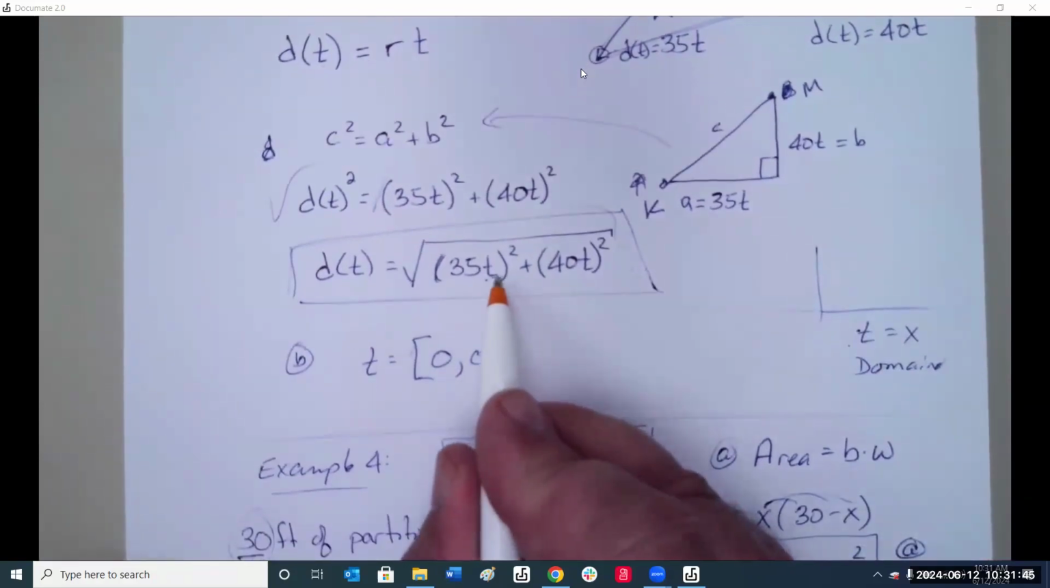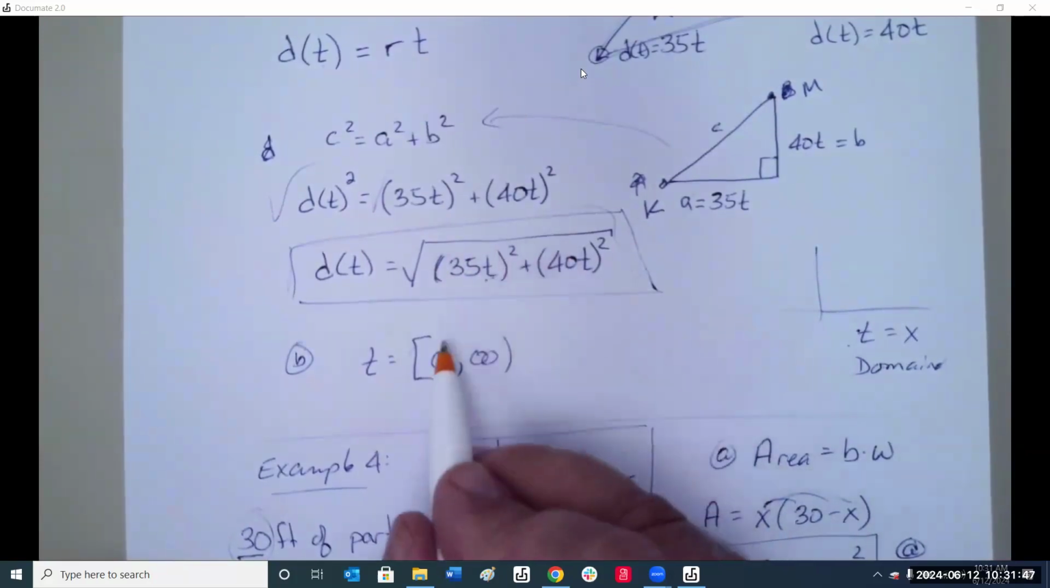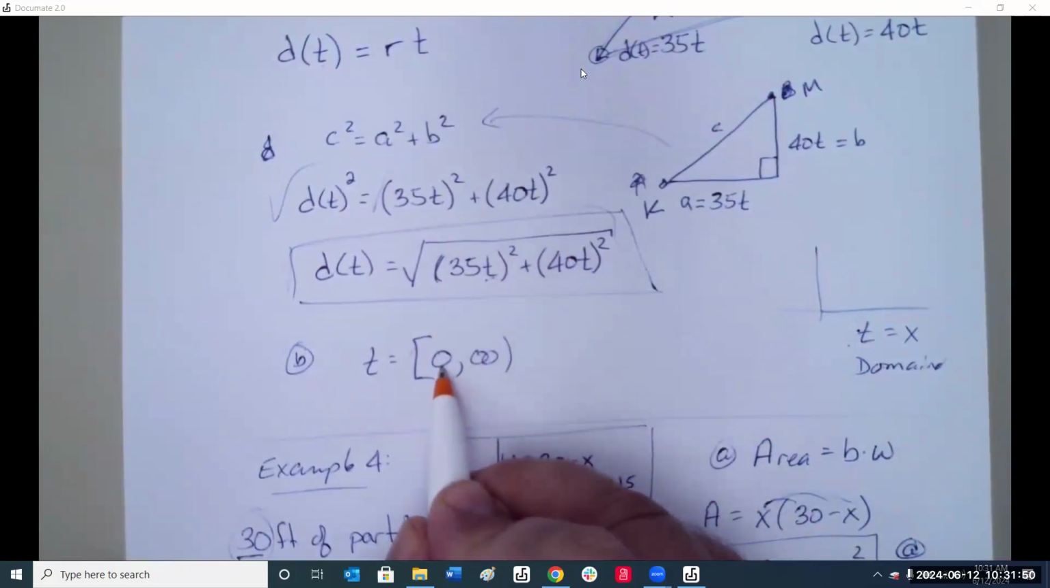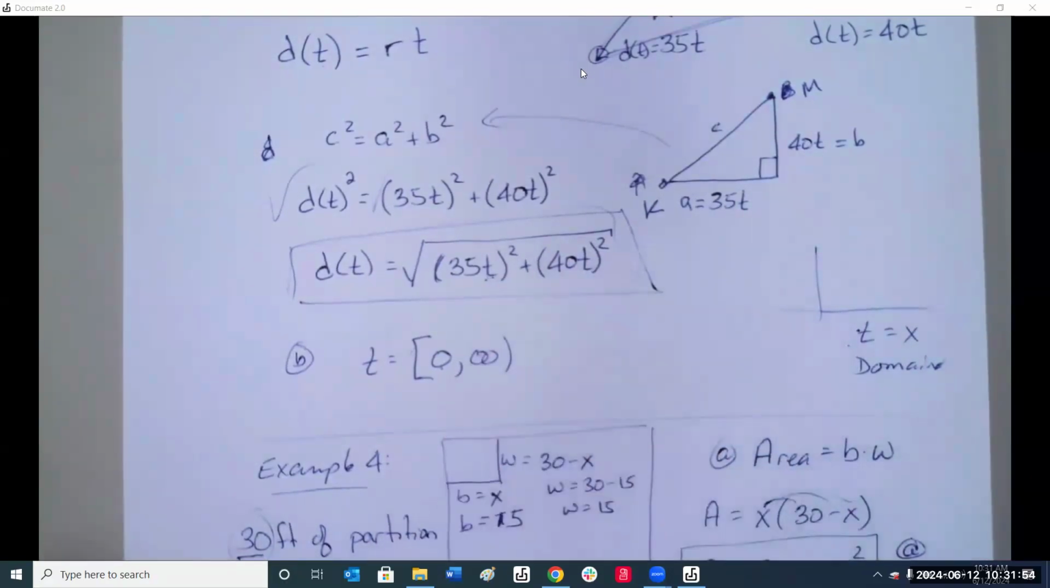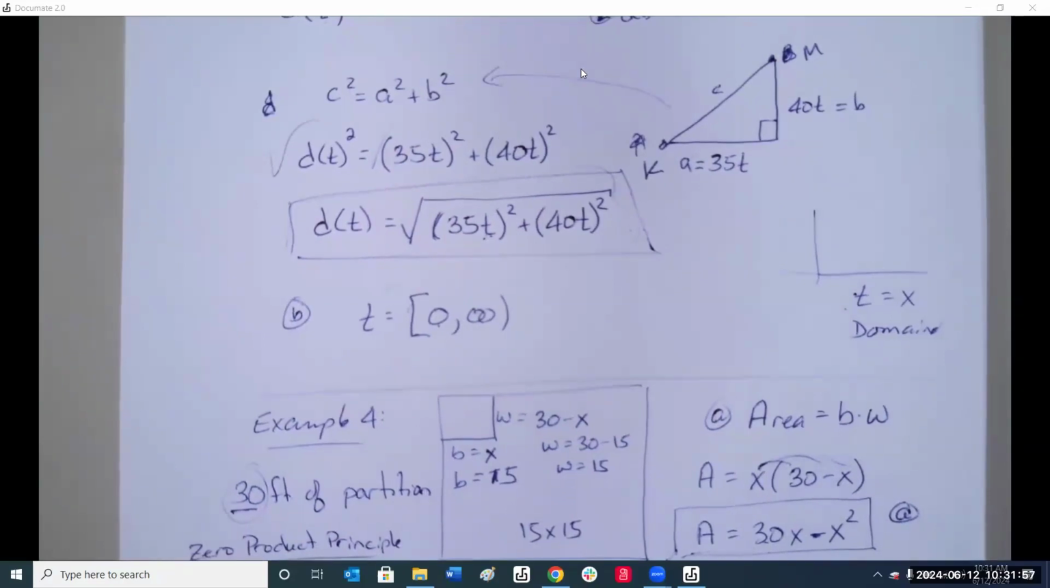The domain of this is inside a square root, so you can only have 0 or greater. Since it can never be negative, t can be anything. So as long as you keep on going to infinity, you're doing good.